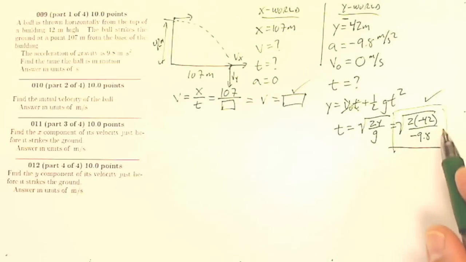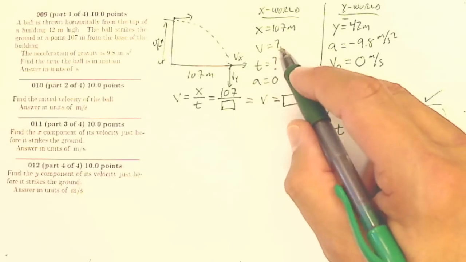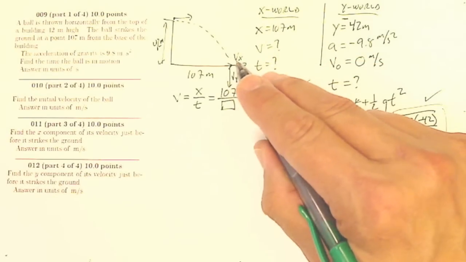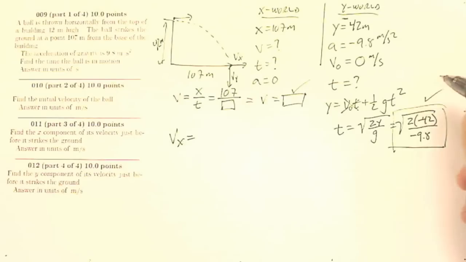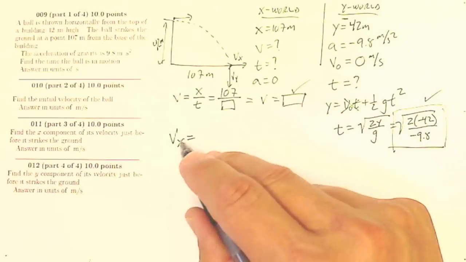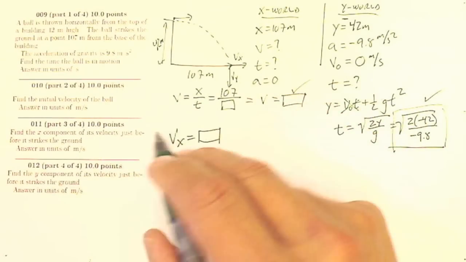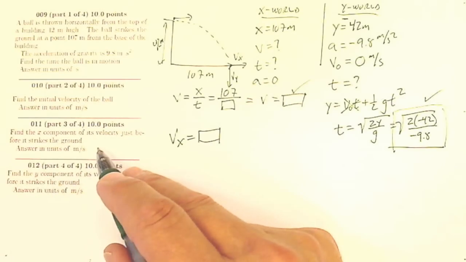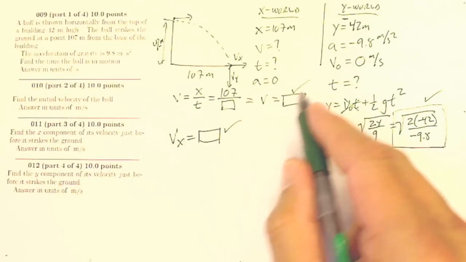Well, let's see. It fell for this amount of time, but wait a second. In the x world, there is no acceleration. So the initial velocity is the same as the final velocity, is the same as its velocity overall, and so at the end it's still going that velocity in the x direction. So the velocity in the x direction is just going to be this same velocity that it's traveling over here, that I got right above. So that is the x component of its velocity just before it strikes the ground. Now, so that's my third one. These two answers should be the same.